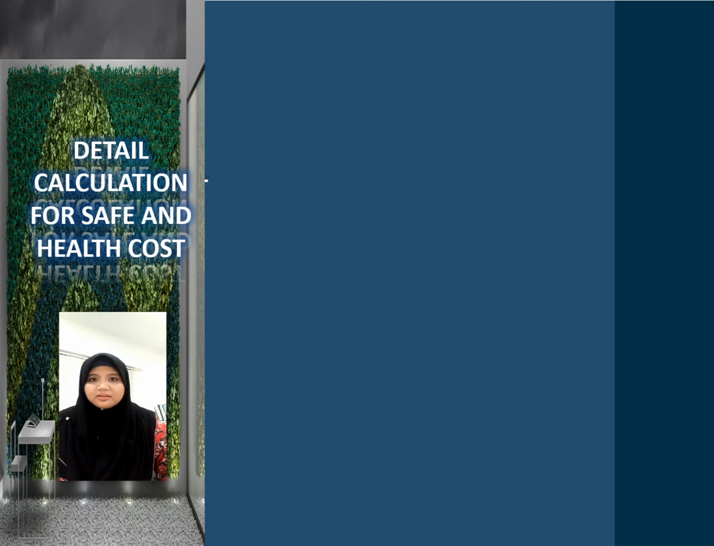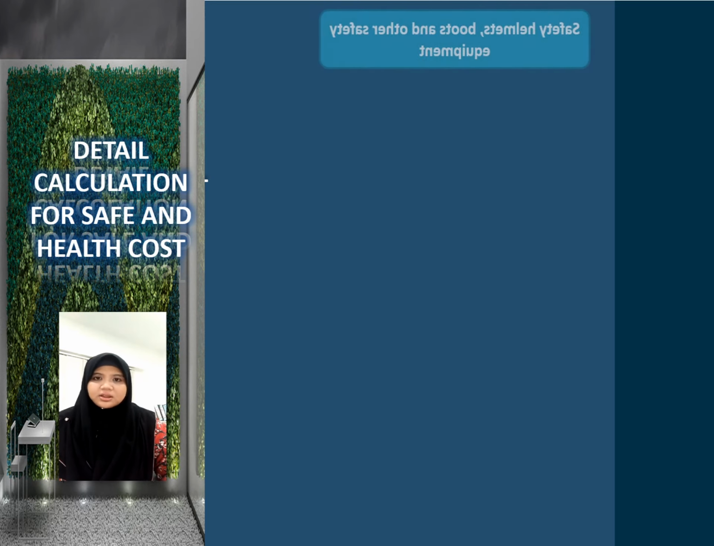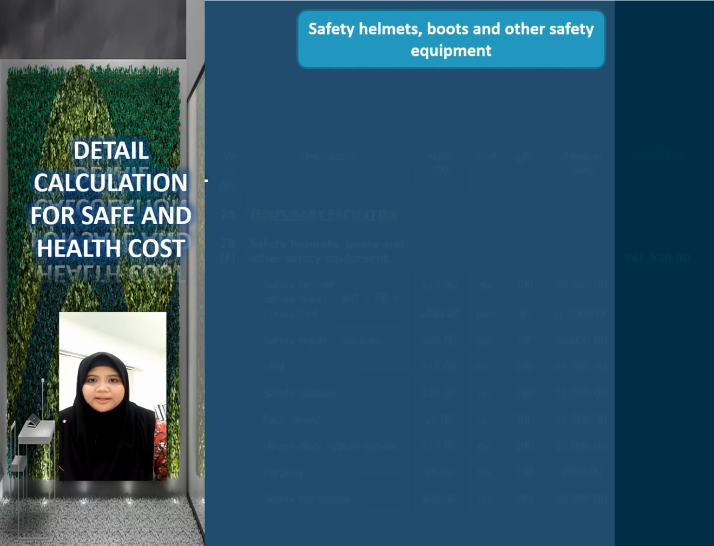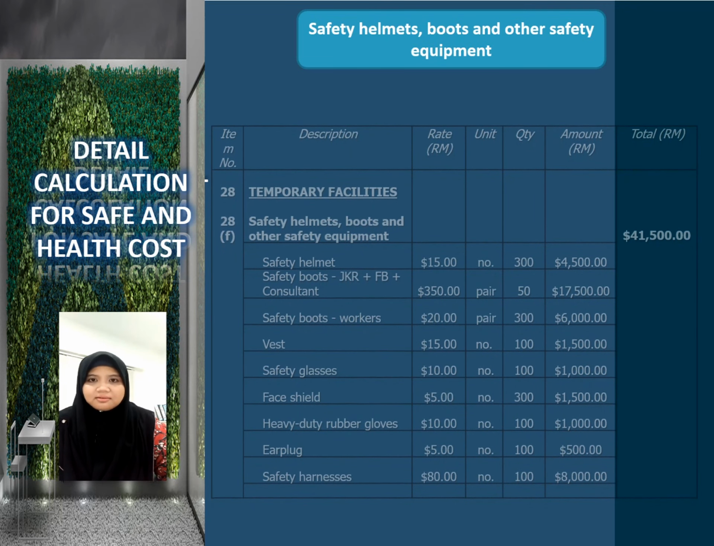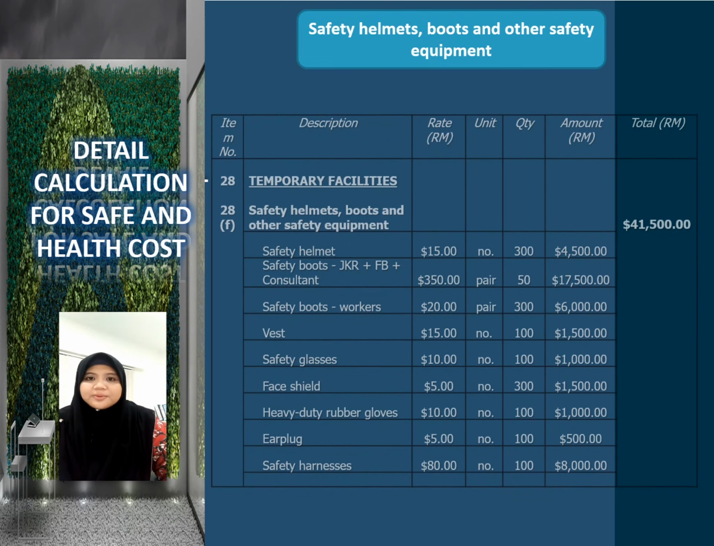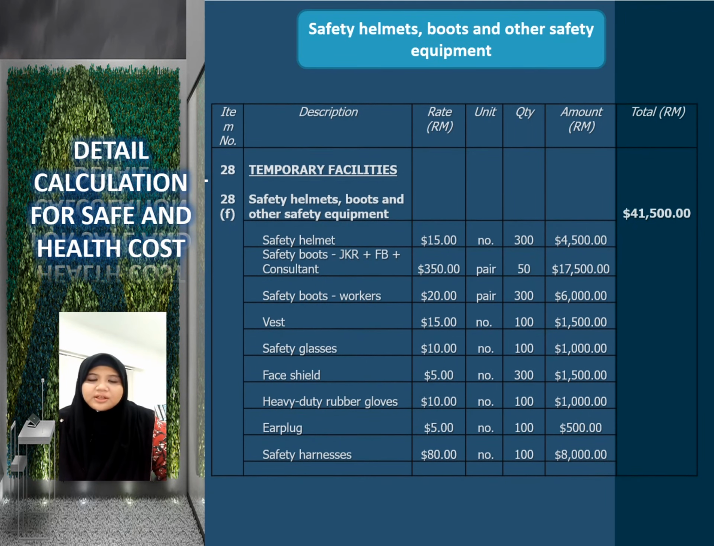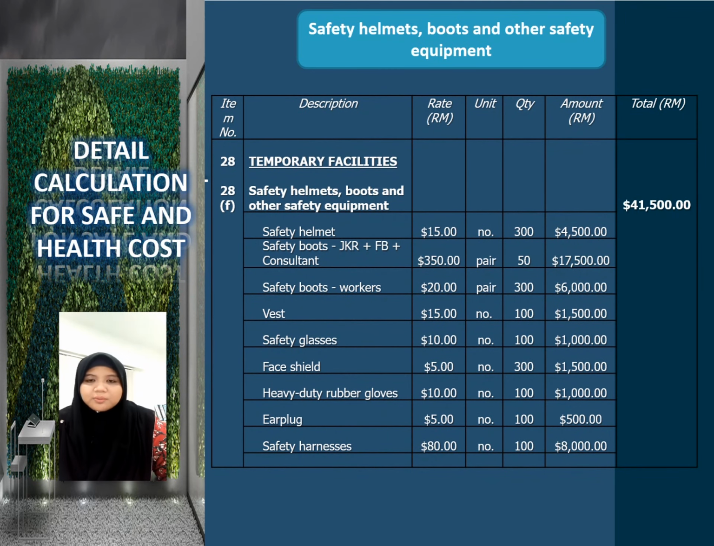Now we go for detailed calculations for safety and health costs. The cost for safety and health requirement is stated in preliminaries under item 28 and 33. Okay, the first item is 28F, safety equipment, safety boots and all other equipment. The cost for this item is 41,500 ringgit Malaysia, including to supply safety helmet, safety boots, safety glasses, earplug, vest and all other protective equipment.